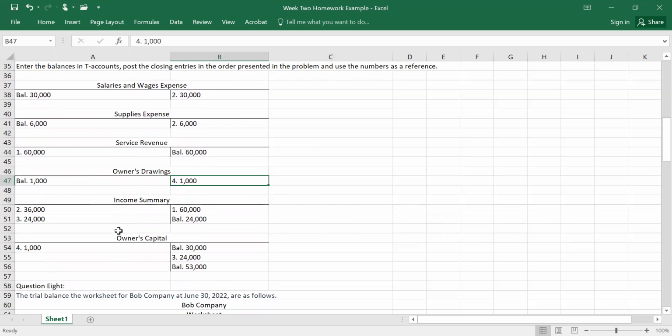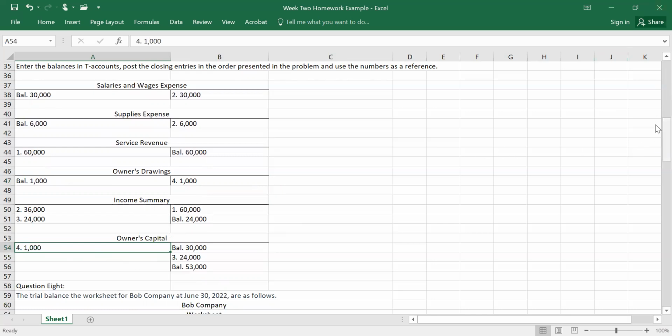We close out owner's drawings to owner's capital. So right here is our number 4. We're debiting owner's capital for the 1,000, crediting owner's drawings for the 1,000. And of course, we would have gotten rid of our owner's drawings. By debiting owner's capital, we're noting in owner's capital what happened with those drawings, because that's a debit. It's going to decrease the owner's capital account, right?